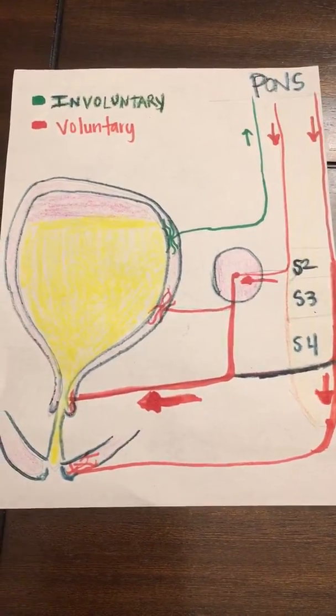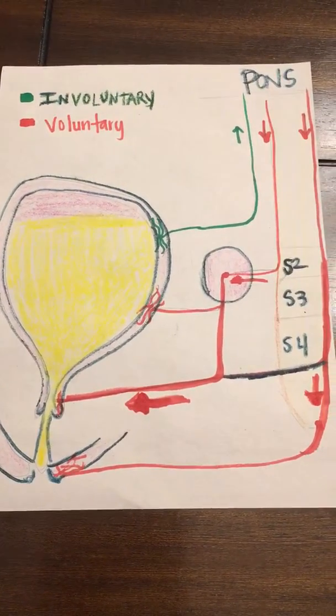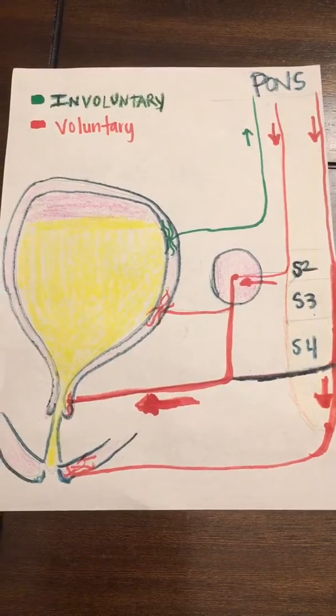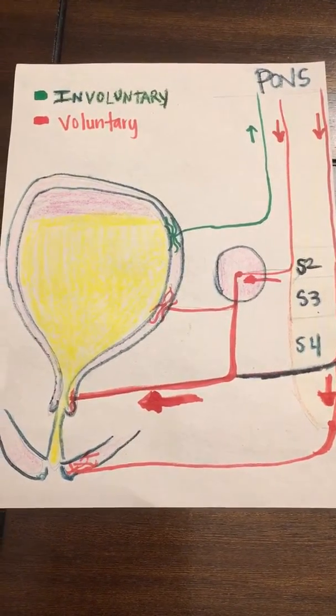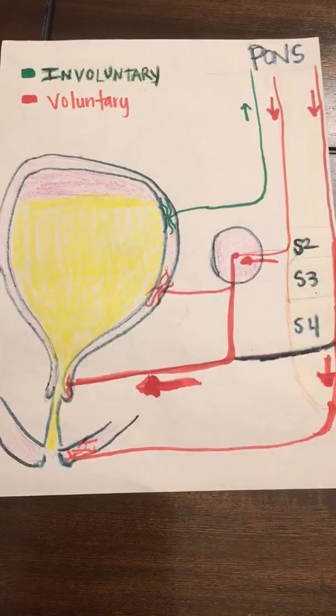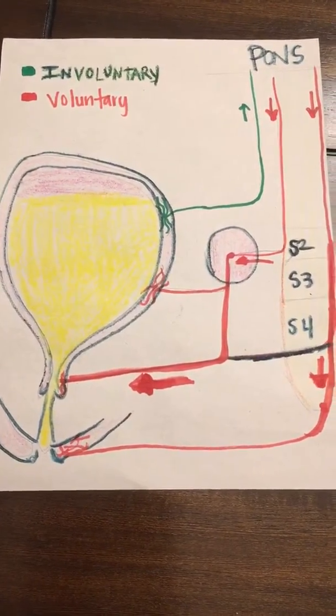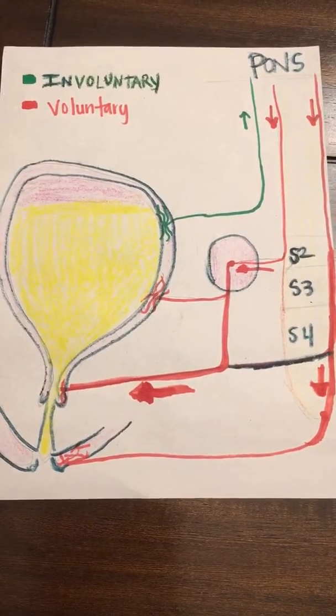Micturition is the act of urinating. The process involves involuntary reflex and voluntary control. Urine is released via the urethra. The internal urethral sphincter compresses and retains urine in the bladder.